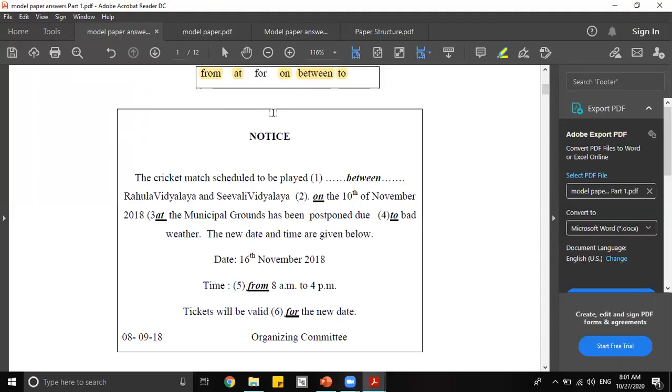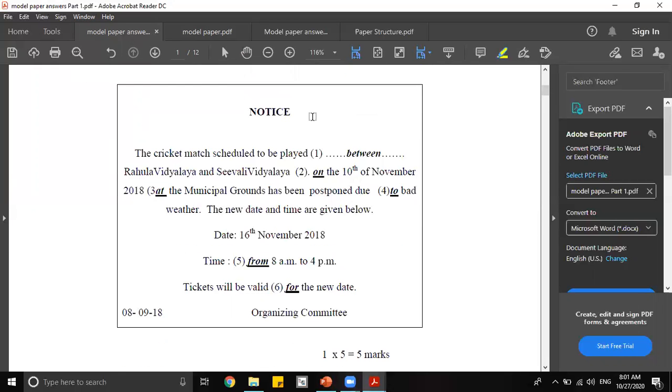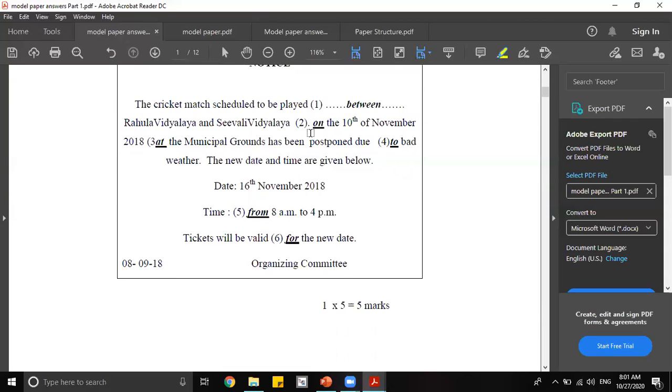The tickets will be available for the new date. And the notice is published by the organizing committee, and they have put the date also. So that is basically about it. So again, I'm saying you have to go through the video that we sent about the prepositions, so that you can gain more understanding on this subject area.